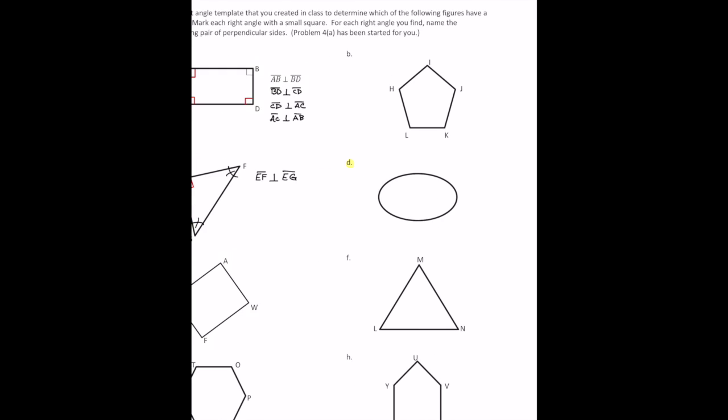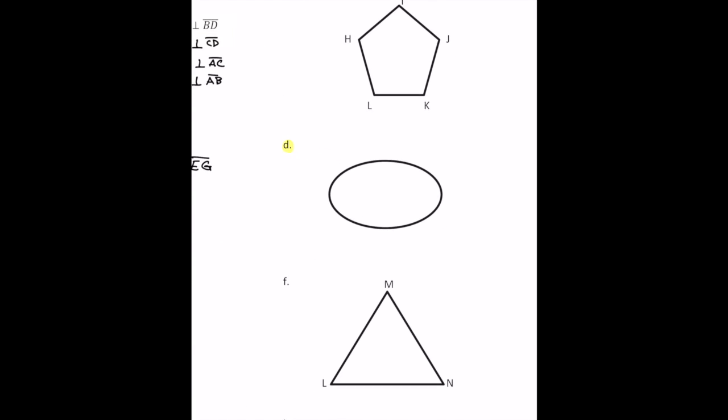So let's use our previous math vocabulary. Okay, here we go with D. I bet you'd recognize that this is an oval and there are no line segments. Because there are no line segments, there is no possibility for perpendicularity. So I'd say perpendicularity, none.